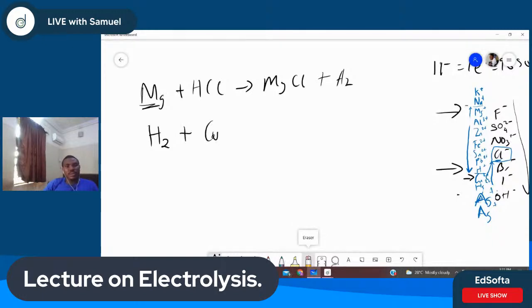Or you have a situation where H plus reacts with maybe CuSO4. What is going to happen is that Cu is going to be displaced. Why? Pardon, the reaction might not be balanced. Because H is higher than Cu in the electrochemical series, meaning it is more electropositive than it. If it was the negative electrochemical series, it means that fluorine is more electronegative than the rest.